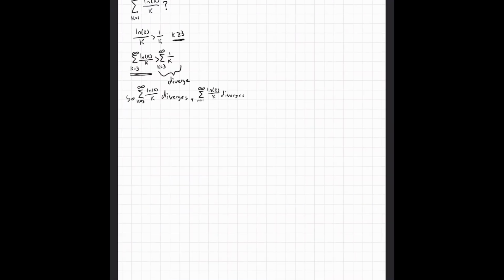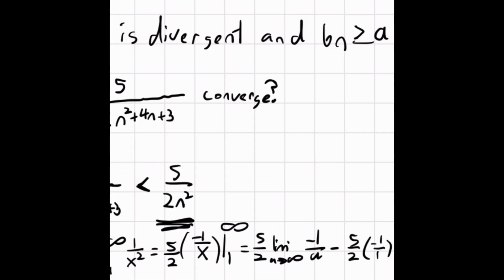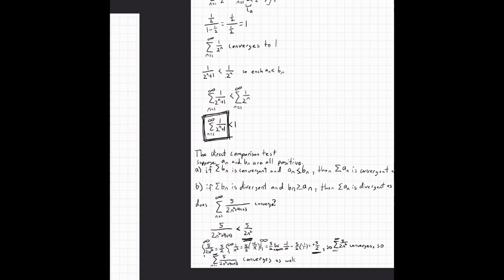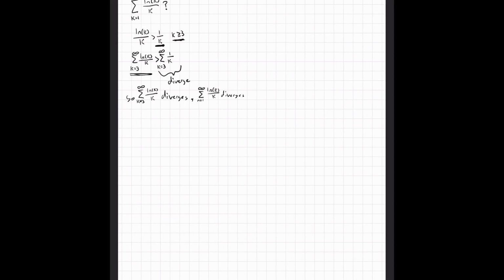So if we find something that is smaller than us that diverges, then we diverge. If we find something larger than us that converges, then we must converge. So that's all the direct comparison test really says. And practically speaking, that's all that we really do. Look at it, see if we can look at a nicer thing that we understand the behavior of.